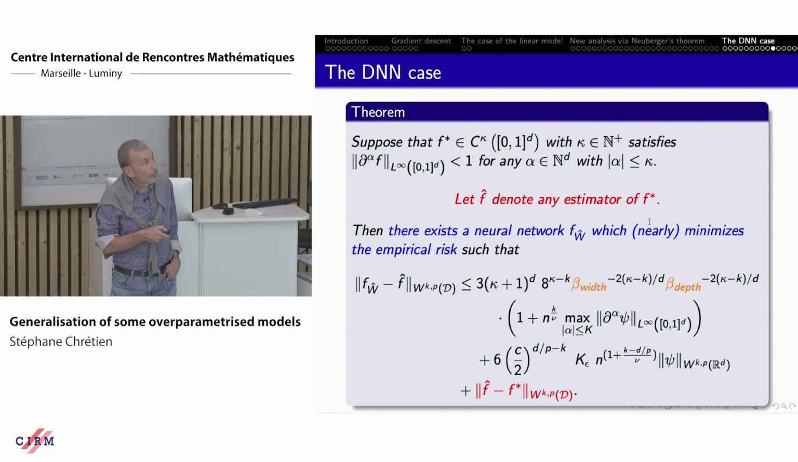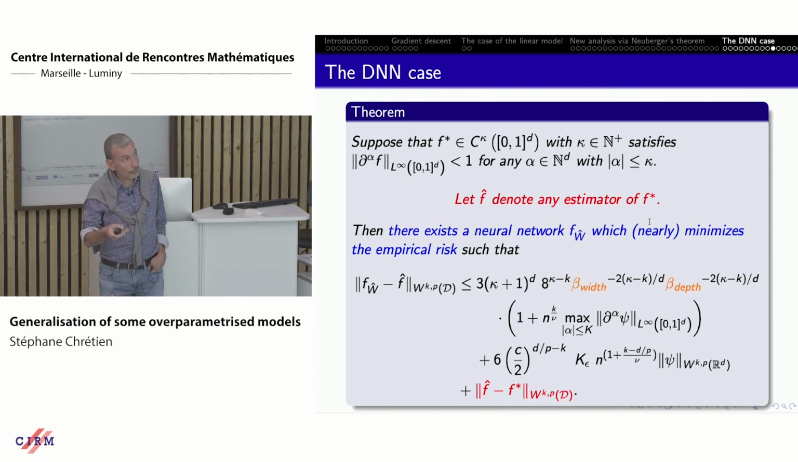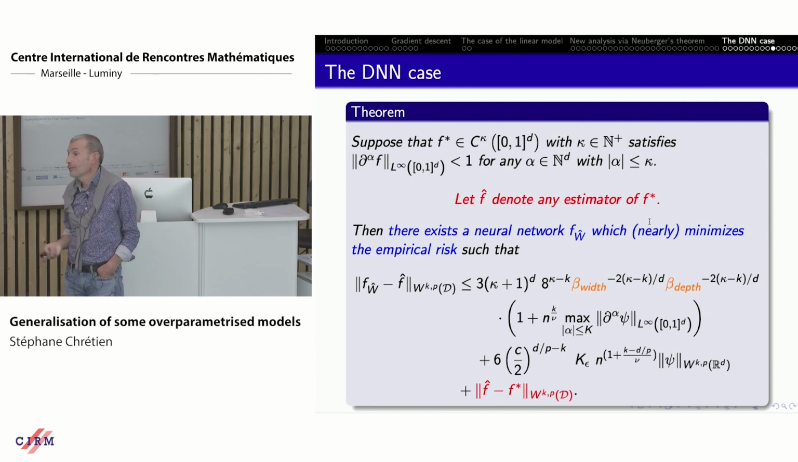And it says that the deep neural network you're going to find has the same estimation quality as your estimator. So this formula says that whatever estimator you provide, by using Neuberger's method, you can always find someone which will minimize the empirical risk and which will be approximated by a deep neural network as finely as you like.